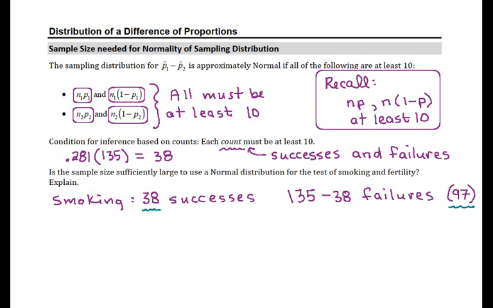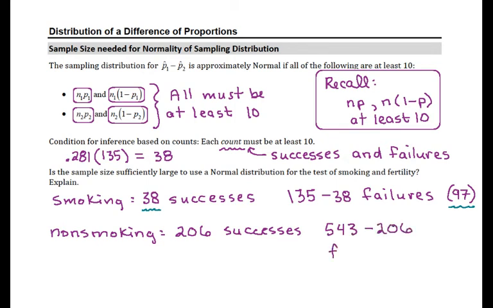Now if I look at non-smoking, I had 206 successes and I had 543 total, so 543 minus 206 failures. And that one should be pretty simple, 337. We can see that all of these numbers are well over 10. So we can say yes, all counts are well over 10.